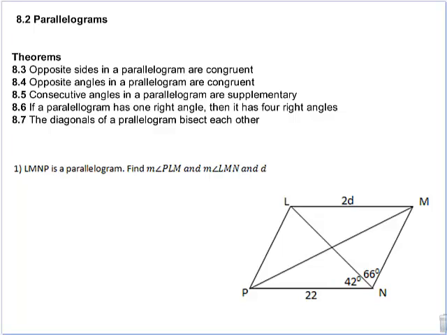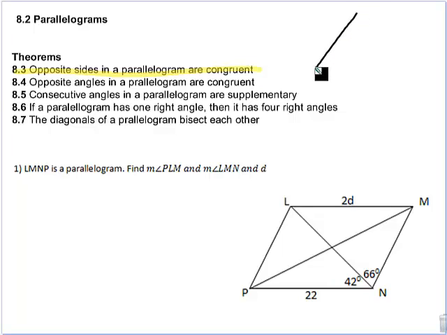All right, so we are going to venture into quadrilaterals now. Quadrilaterals have 4 sides. One of the quadrilaterals that we are going to get to know very well is parallelograms. So that's what we're going to start off with today. We are going to talk about a few different theorems involving parallelograms, things we know when we have parallelograms. The first one is that opposite sides in a parallelogram are congruent.